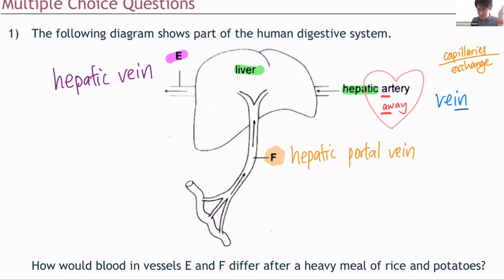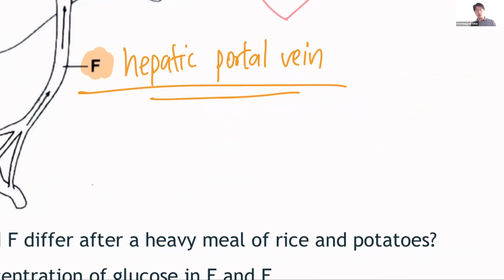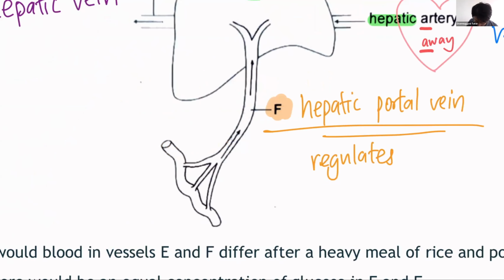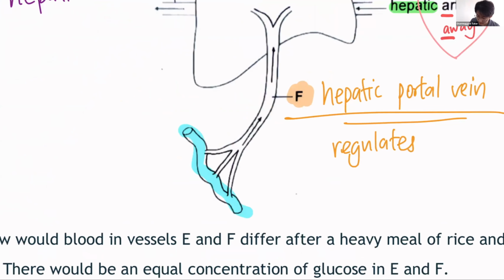Why? There's one word. Again, I'm big on one word to help you remember as much with as little as you can. So the hepatic portal vein helps in the regulation function of the liver. For the liver to be able to regulate nutrient levels in your body, it must receive the blood first. So therefore, what is this little snaky boy over here? So, hepatic portal vein is from what to the liver?